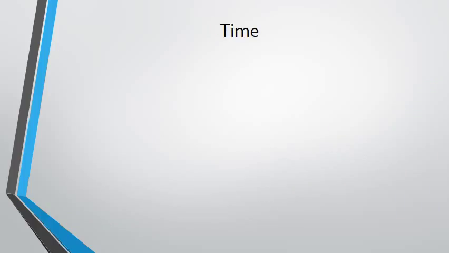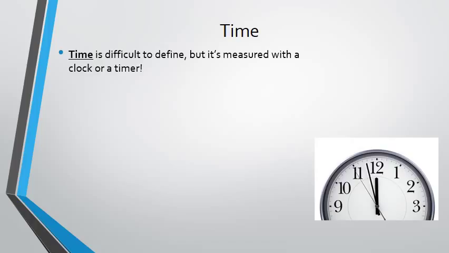Our next vocabulary term is time. Time is a really difficult word to define, but you can often identify a time measurement if it was measured with a clock or a timer. Let's do the same thing. Let's look at some keywords that would help you identify that a question is asking for a time measurement.